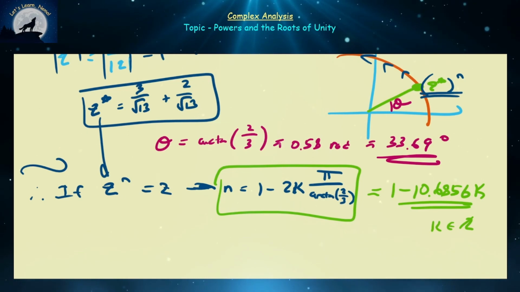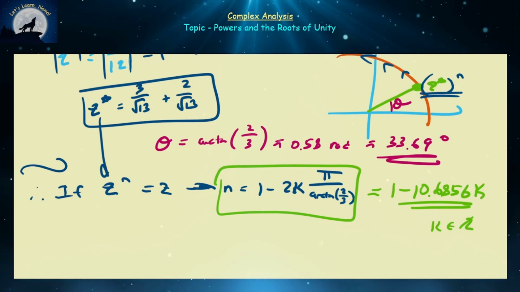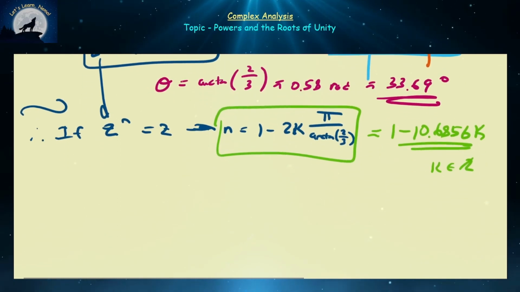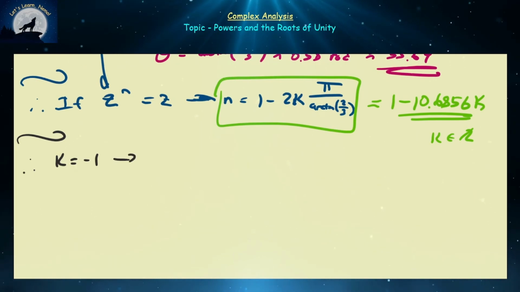Now, obviously, if we choose k to be equal to 0, then we're just going to be left with 1. That's your trivial solution, but we don't really care about that. So as long as you choose another integer k that's not 0, then you're going to find another value of n. So, for example, if we choose k to be equal to minus 1, then n would be approximately equal to 11.6856. So what does that mean?